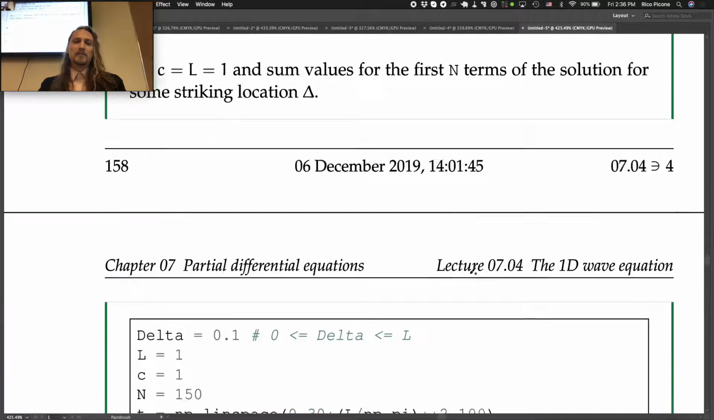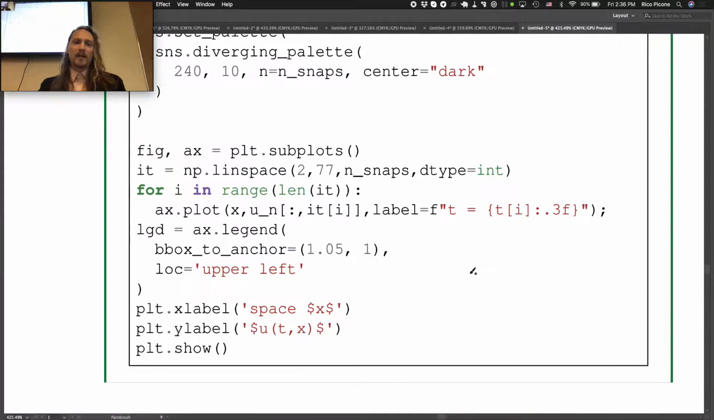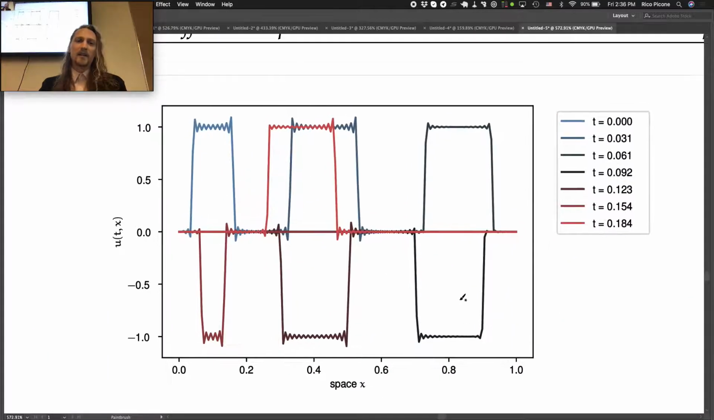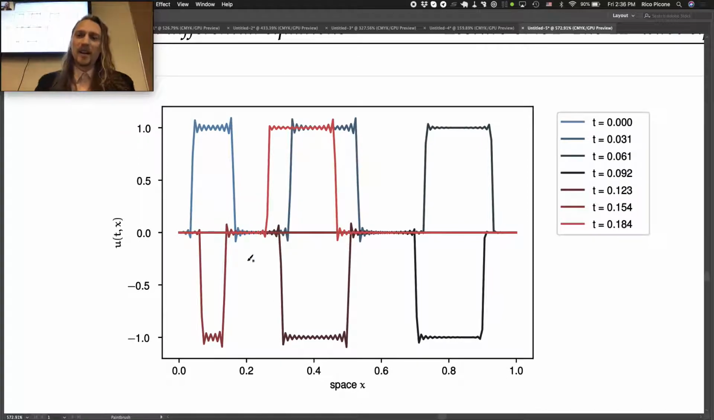So I plotted it up in Python. The first thing I wanted to do was plot the solution in space at different snapshots in time. So it's not quite time equals 0. It's very early, right after it's struck. We have this square wave develop in the string, and that square wave starts to travel rightward.